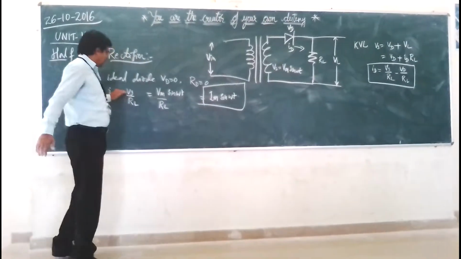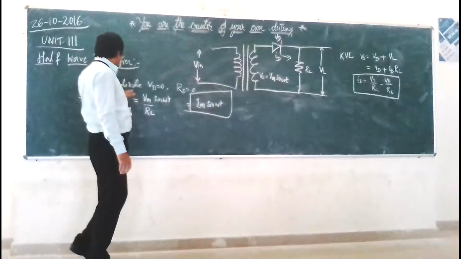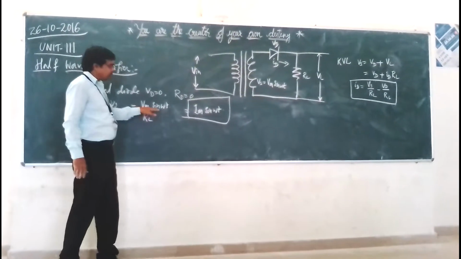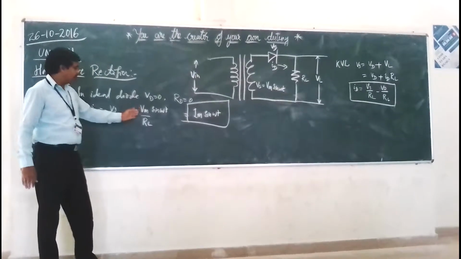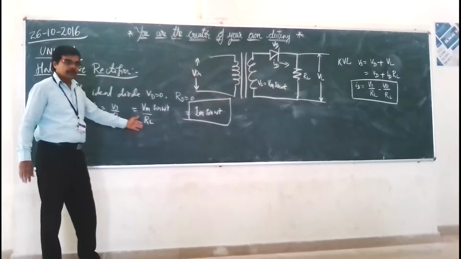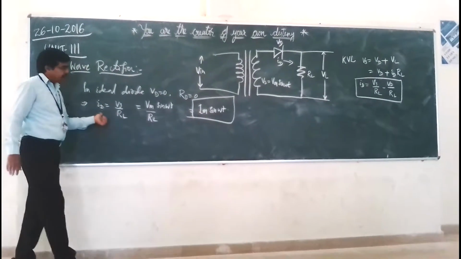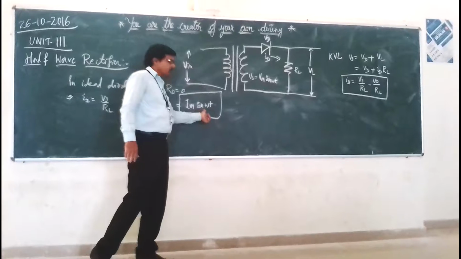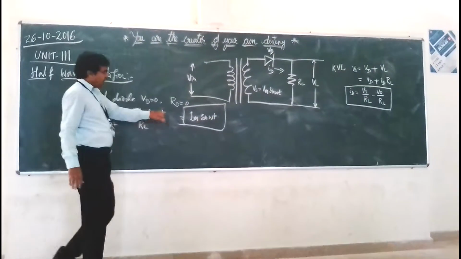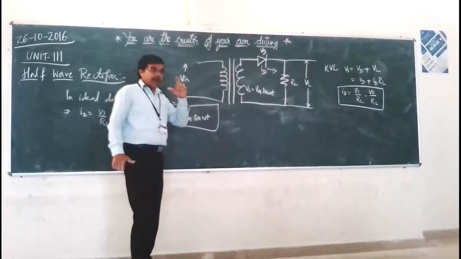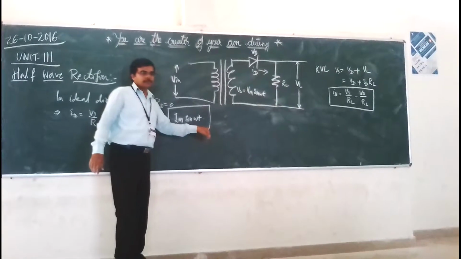As we know that Vs is Vm sin omega t, replacing it we get Vm sin omega t by RL. And Vm by RL will be Im. So we have Id is equal to Im sin omega t, where Id is the diode current and Im is the maximum value of current.